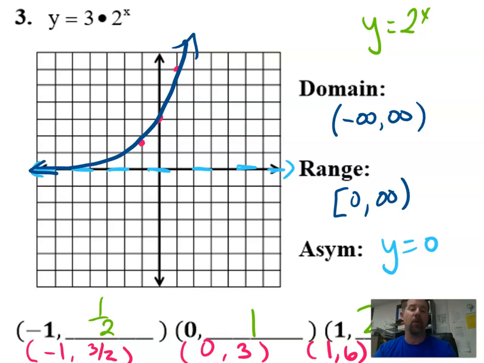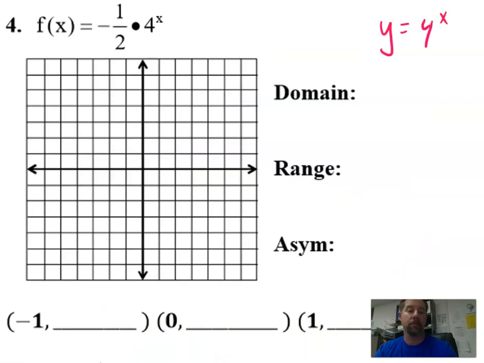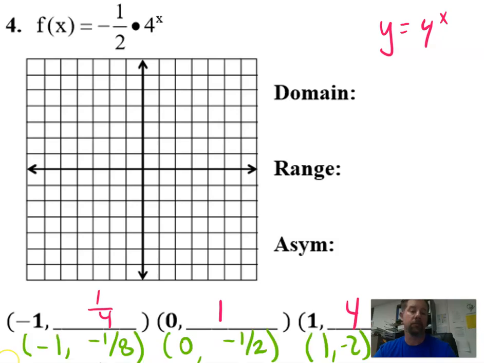All right, I want you to go and try number 4 on your own now. It's just like number 3. If you need a hint, first step, find your parent function. Then you're going to find your 3 points, (0, 1), (1, 4), (-1, 1/4). Then you need to multiply those by your a value. Sketch your horizontal asymptote, it's in the same place, y equals 0, and then plot your points.